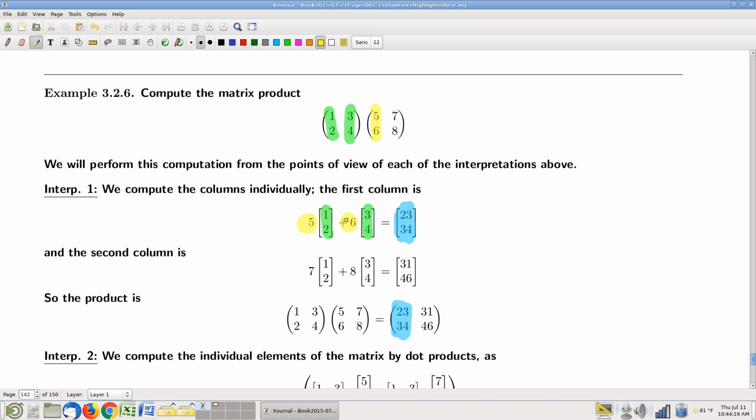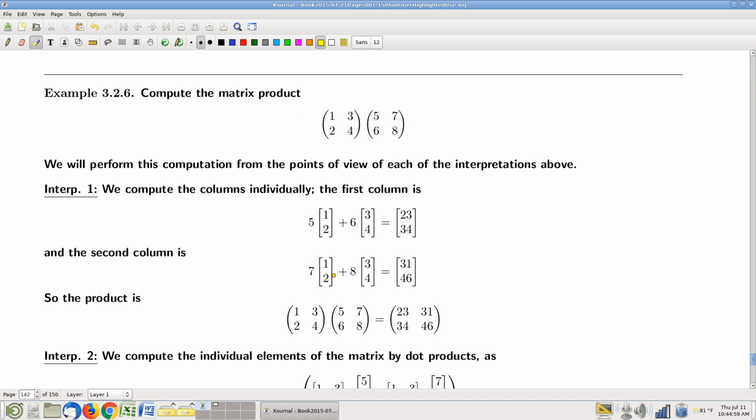Yeah? Okay. All right. Where does the second column in this product come from? The second column of the product comes from using the second column as coefficients. I'm still taking a linear combination of the columns of the left matrix, but I'm using different coefficients corresponding to which column I'm computing, and it gives me that second column of the product. So that's the linear combination of columns point of view on matrix multiplication.